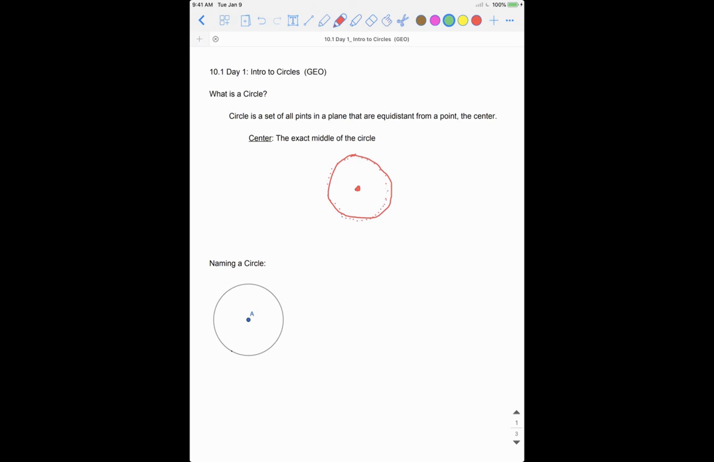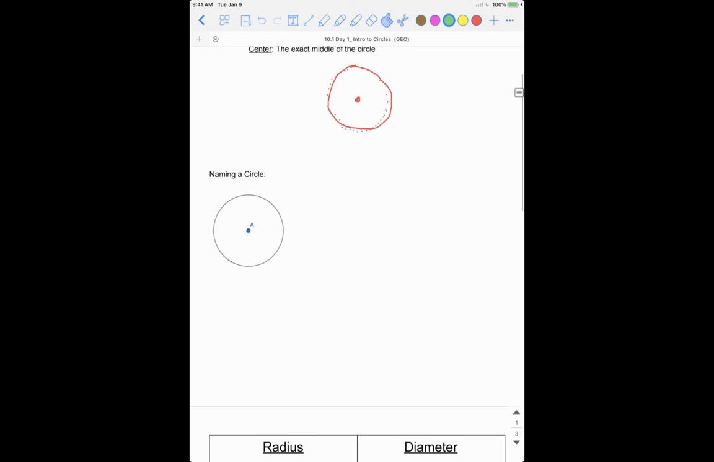All right, let's talk about how we name circles. So first of all, we see this circle here. It's got a center, right? So that center is at center A, right? And so whatever our center is called is how we name the circle. So this would be circle A, right? So not too bad, but you name your circle after its center point.